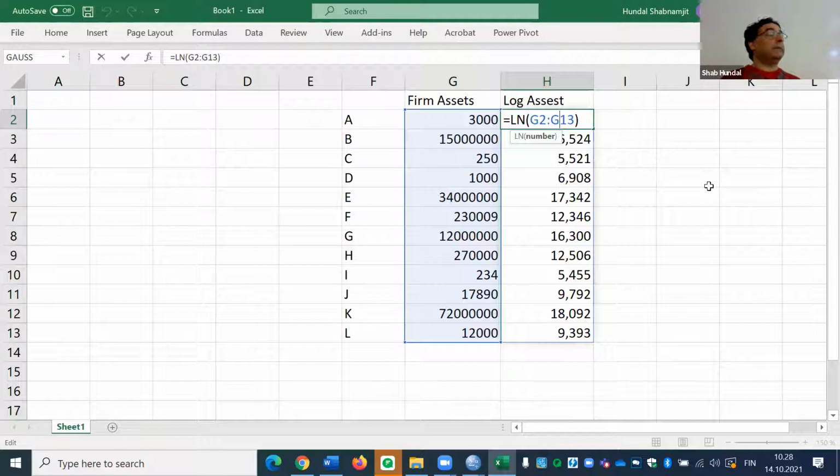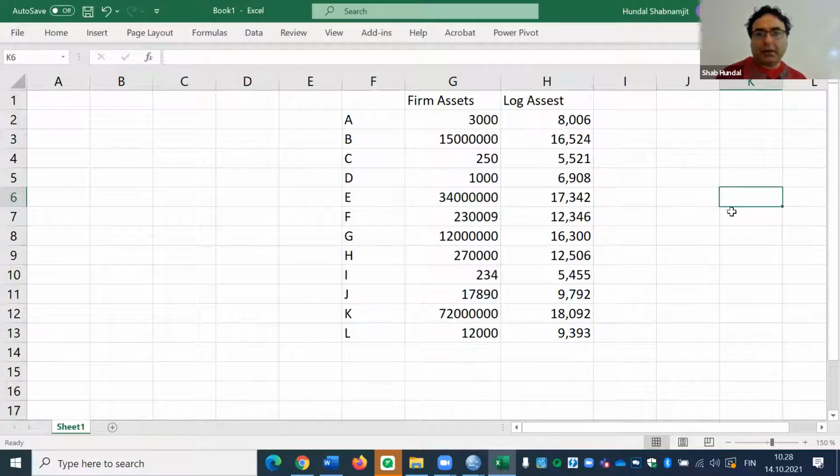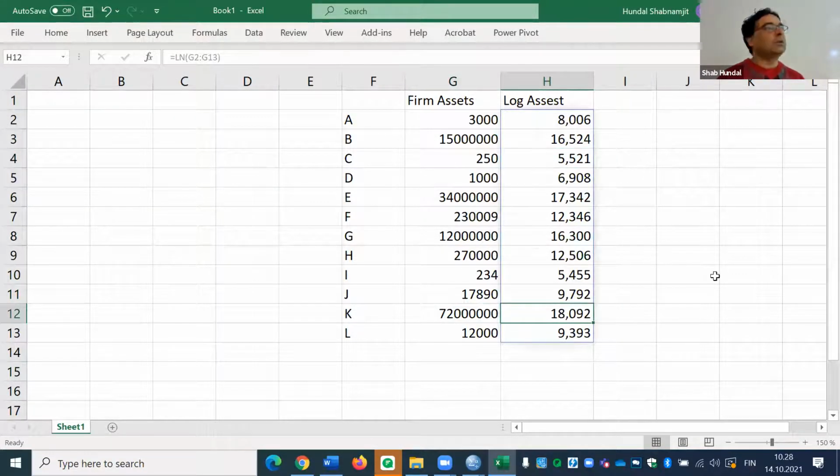Standardized, yeah. Fernanda used a nice phrase. So we have more standardized comparable data. How can you compare 234 and 72 million? Now you can compare 5.521 and 18.092. Look, they look more comparable now. Compare this with this. It's an absolutely bizarre comparison. But now compare this with this. It looks more reasonable, isn't it? So we have made our data more reasonable, basically.